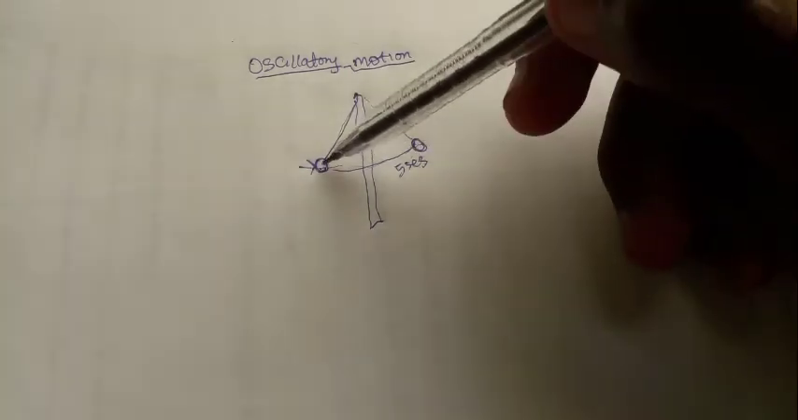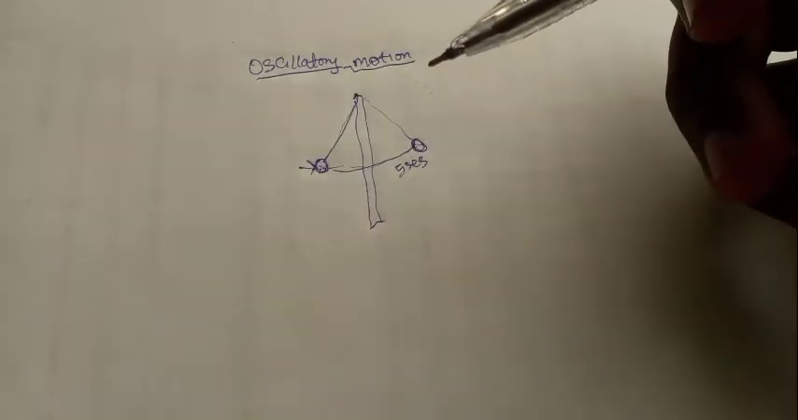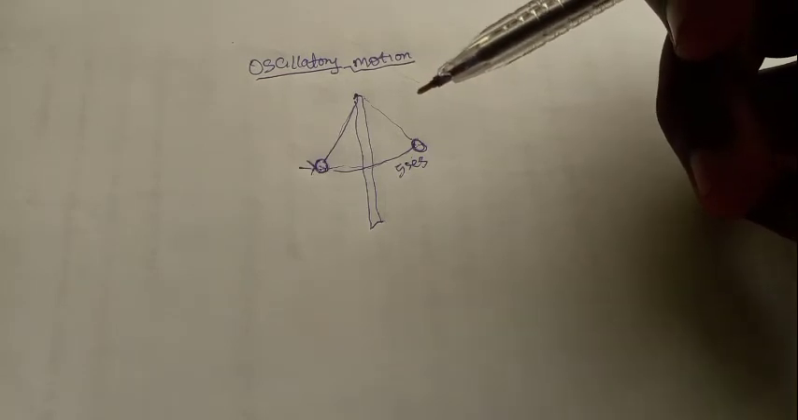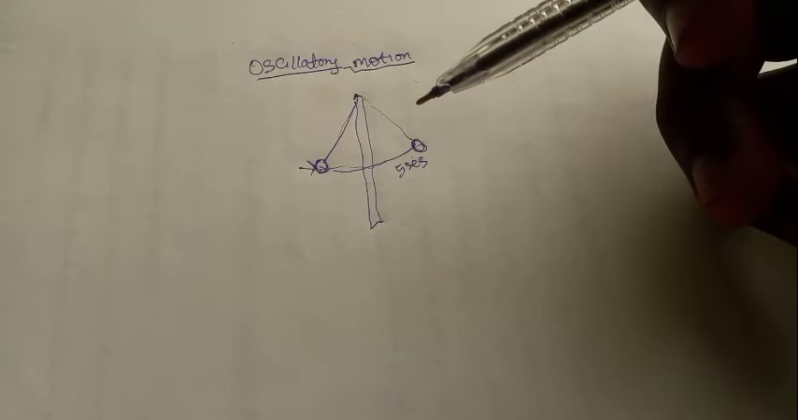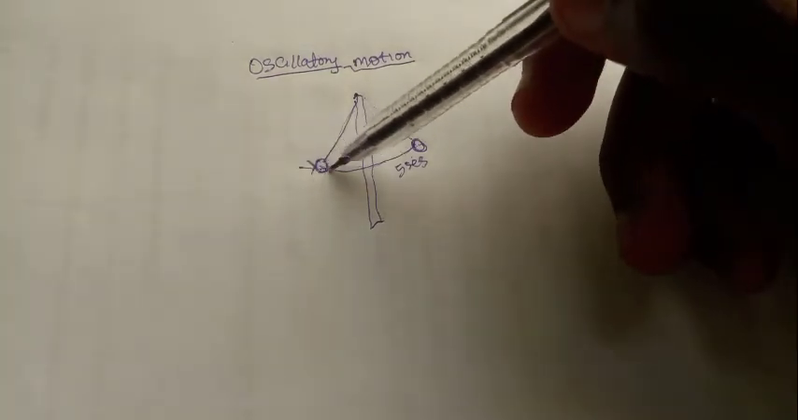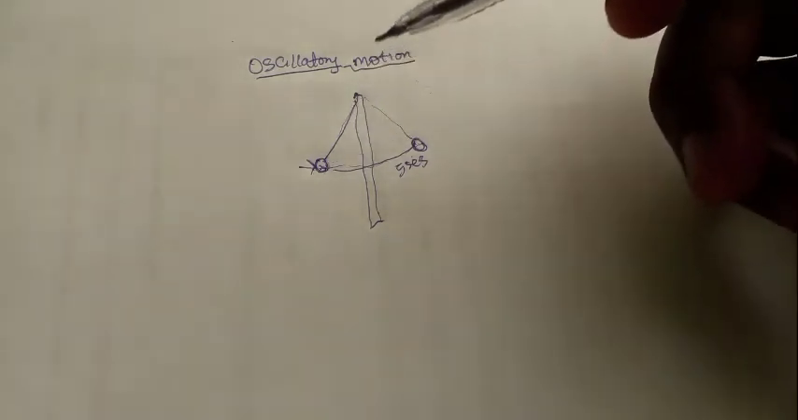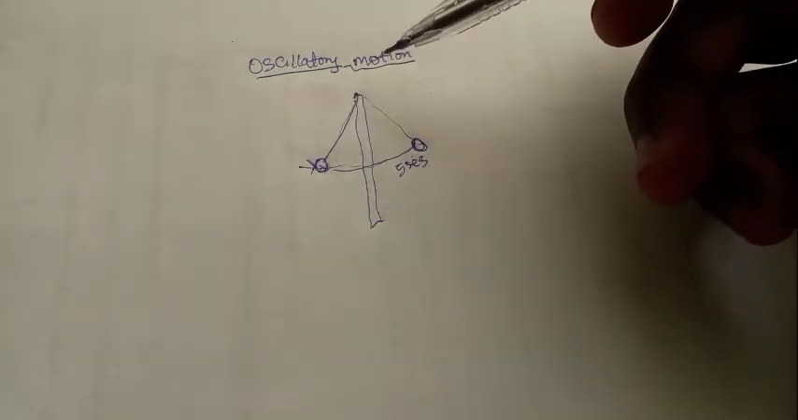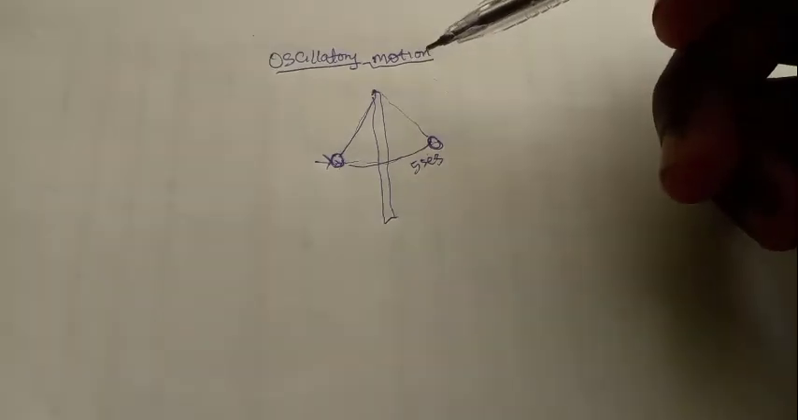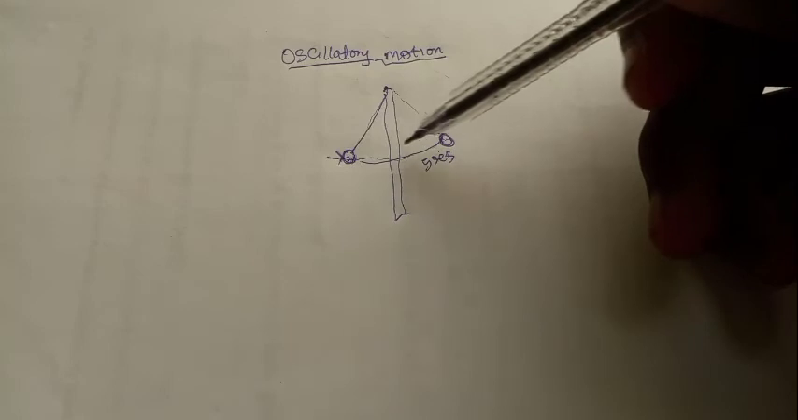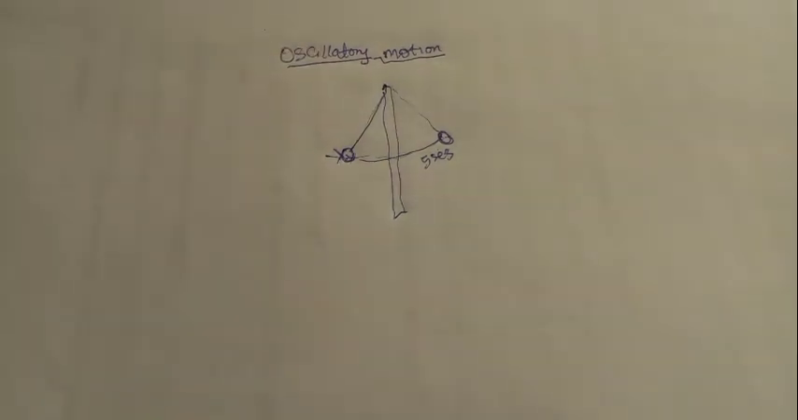What is happening is that the bulb is repeating a certain pattern of motion every 5 seconds. So this type of motion that is periodical, please write this down, is called oscillatory motion. So an oscillatory motion is a periodic type of motion in which a body exhibits the same pattern of motion at every periodic interval of time.